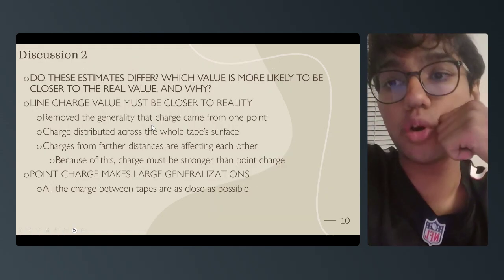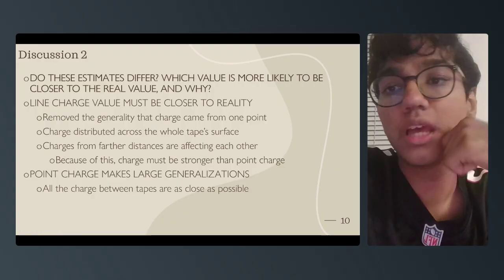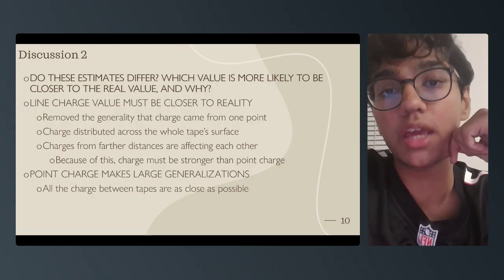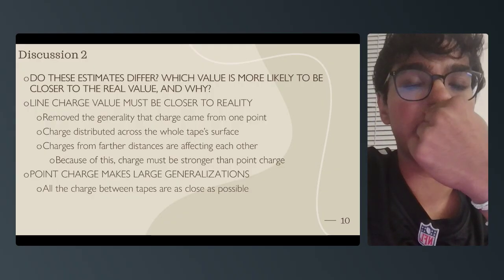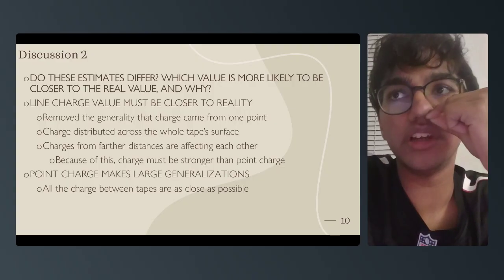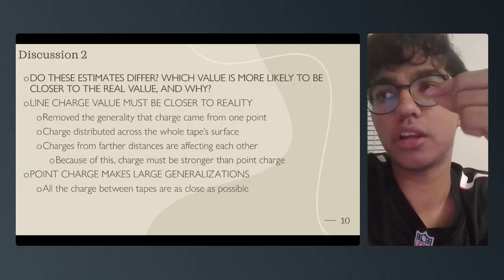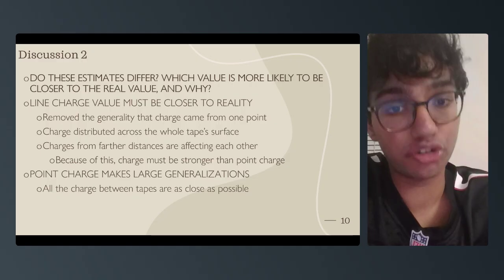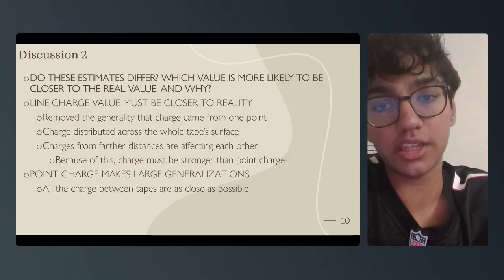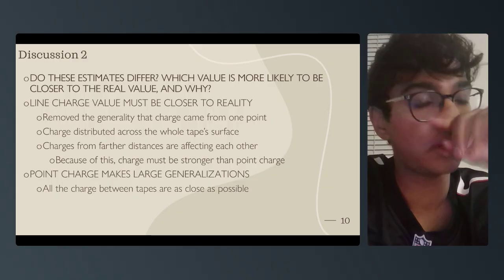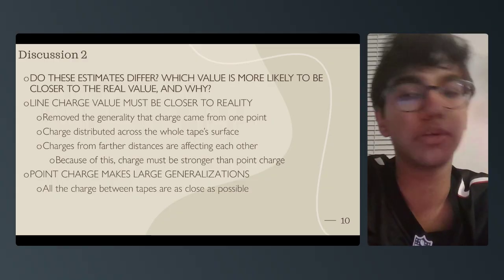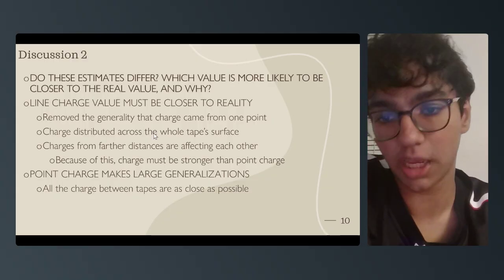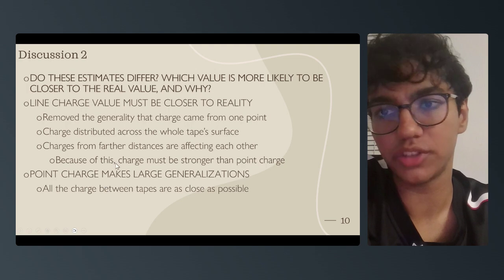Discussion 2 asks if these estimates differ and which value is more likely the real value and why. The line charge will actually be closer to reality, simply because we remove a generality. When we consider a charge at one point, we're generalizing the charge to be exactly at that point, which is not true. The line charge is closer to reality, where it's distributed along the tape. In reality, it will be distributed across a 3D surface, but for the purpose of this lab, it's just a line. So basically, in short, we just reduce generalizations.